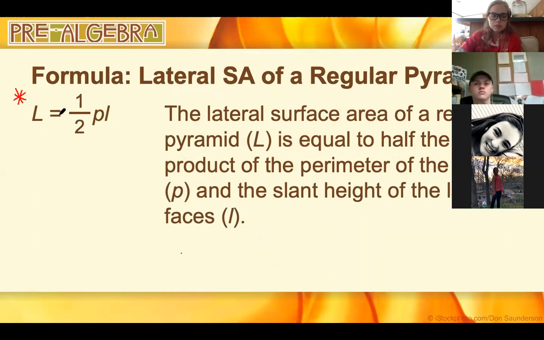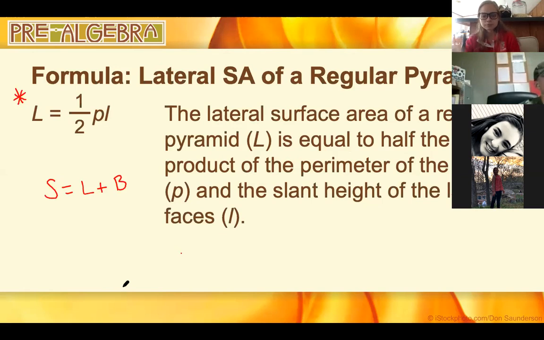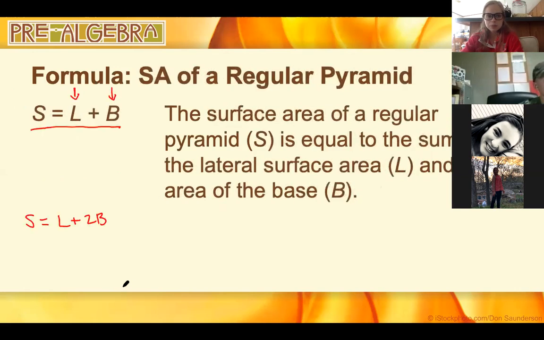So you need to know this formula right here. The lateral surface area for a pyramid is 1/2 times the perimeter times the slant height. That's L, the slant height. So like in the other ones, we have to find the lateral surface area in order to plug that into our formula. So L is equal to 1/2 times the perimeter times the slant height.